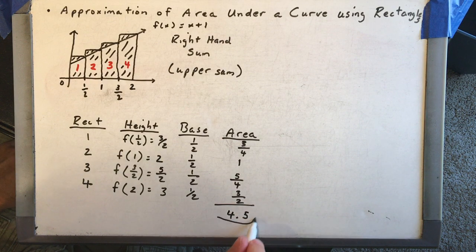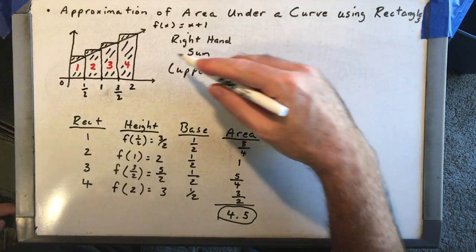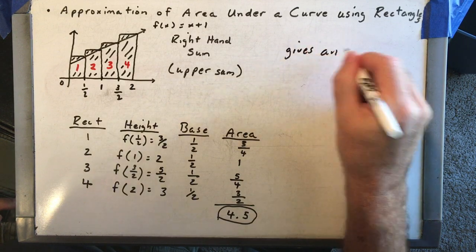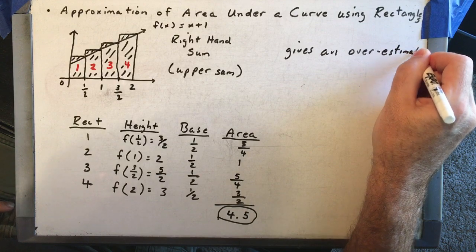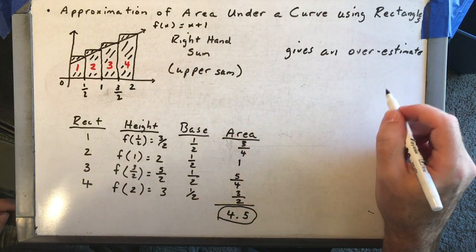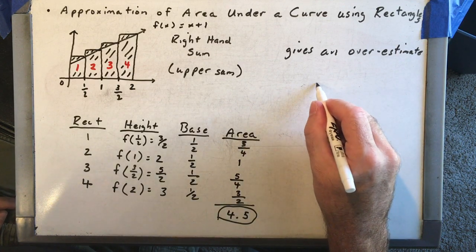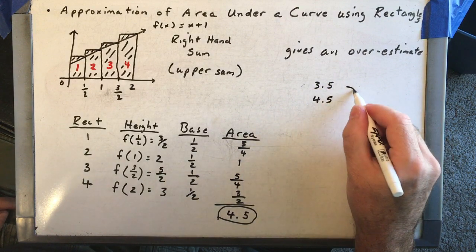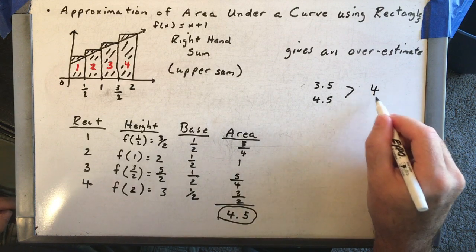So that's your estimate. All right, a right-hand sum on an increasing function gives an overestimate. Now, if it were a decreasing function, it'd be an underestimate, okay? So you kind of have to draw it out. But in this case, it gives an overestimate. So our first one, the underestimate was 3.5. The overestimate was 4.5. What do you think the actual area is? Drum roll, please. Take a guess. Well, it's going to be 4.